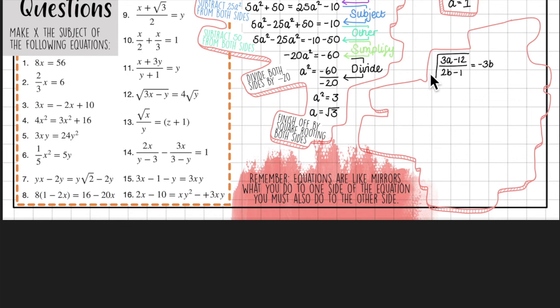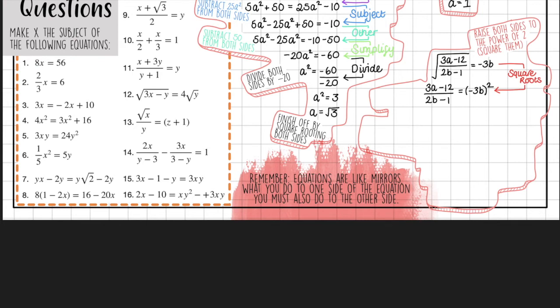Final example now, we have the square root of 3a minus 12 divided by 2b minus 1 equal to minus 3b. So looking at our steps for rearranging, we hit the first step. We need to sort out this square root. Like I said, squaring and square root are opposite operations. If you do them both together, they cancel each other out.